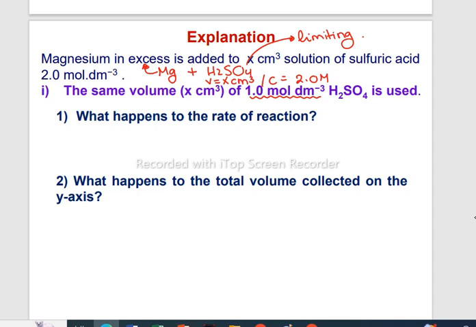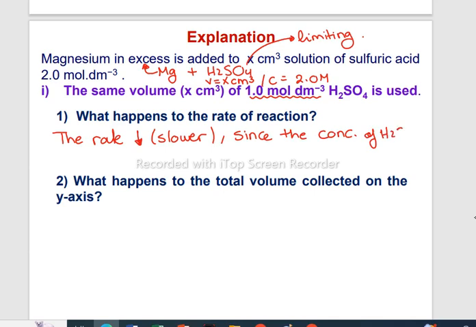What happens to the rate of reaction? Definitely the rate will decrease. So it will become slower. And this is because of the change in concentration. Since the concentration of H2SO4 decreases, and this is related to the collision theory and the frequency of successful collisions.